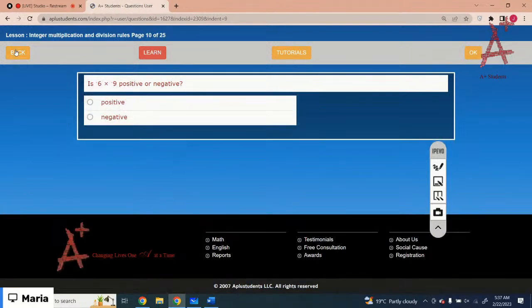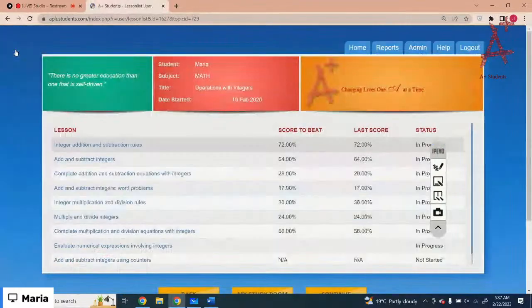What can't you see? Okay, you can't see the negative sign. Okay, you can add it at your side.